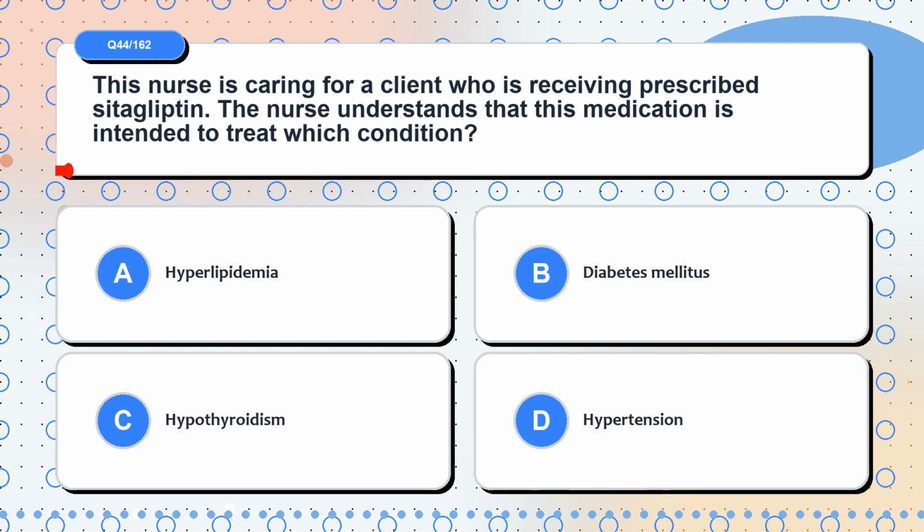Question 44. This nurse is caring for a client who is receiving prescribed sitagliptin. The nurse understands that this medication is intended to treat which condition? Here are the options. Option A: hyperlipidemia. Option B: diabetes mellitus. Option C: hypothyroidism. Option D: hypertension.